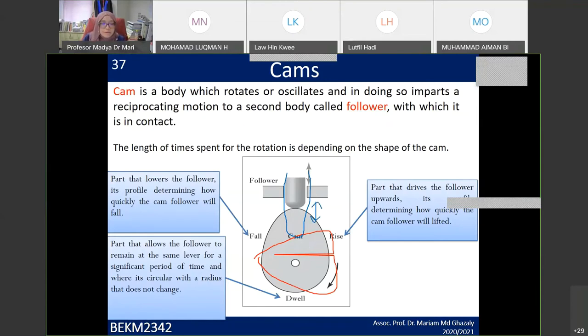Okay, so the important thing is that the shape of the CAM is really important. The shape of the CAM determines the motion of the follower. So you can see later on why in a car engine, the CAM and follower have a specific design. The CAM has a specific shape.